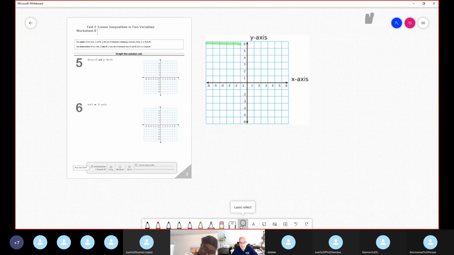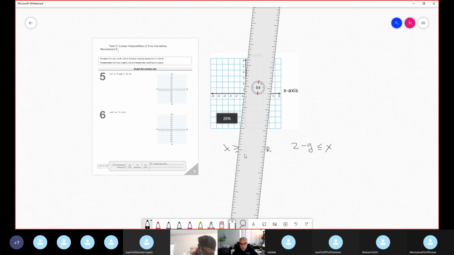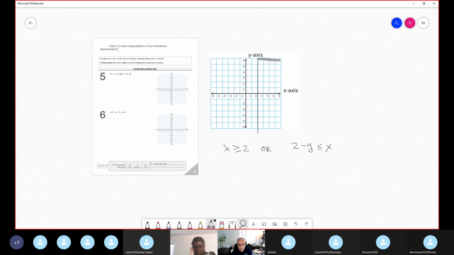Okay, let me see here. Good, I like this tool. Okay, this is x. Let's do it quickly. x greater than 2 or 2 minus y less than or equal to x. This is a vertical line passing through 2, at 90 degrees. Of course, solid, because it includes equal. And you shade to the right, because it's greater.